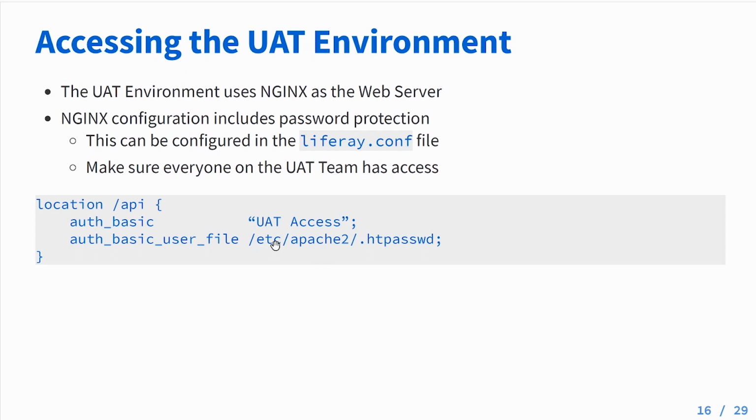In terms of accessing the UAT environment, some key things to keep in mind are that the UAT environment uses Nginx as its web server, and that all of the Nginx configuration includes password protection. This protection can be configured in the liferay.configuration file, and we want to make sure that everybody on the UAT team has access to it.